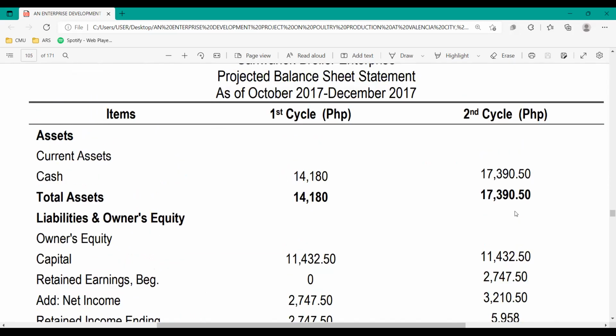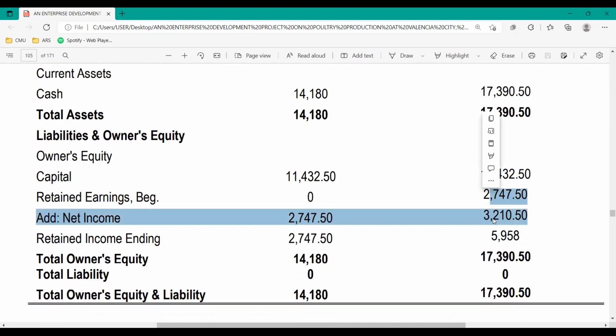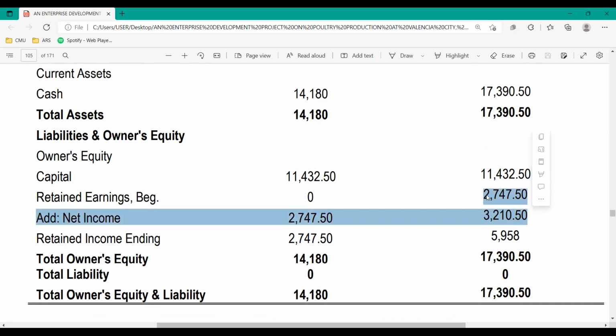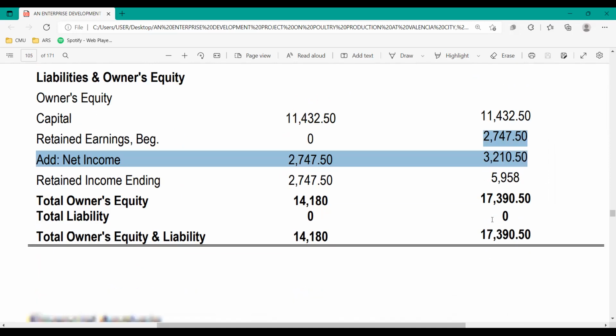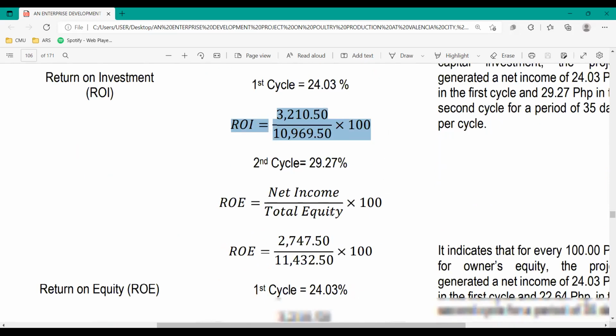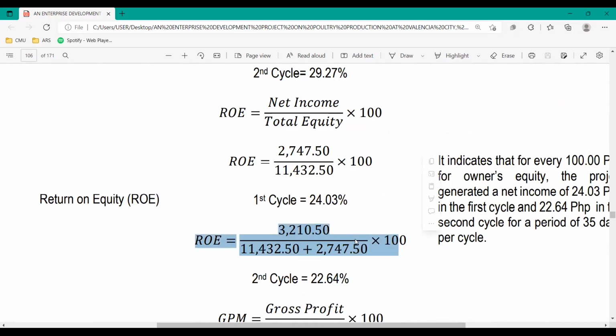So this is, again, my balance sheet statement. I have a net income of 3,000. As you can see, it is bigger compared to my income in the first cycle. So that's where I have this figure, 3,210. Okay. What I used in the second cycle is different for my ROI and my ROE. Sorry, I thought it was the same. So it changed in the second cycle. As you can see here, that is it, 3,000. So the retained earnings, which is 2,747, was actually added to the total equity.